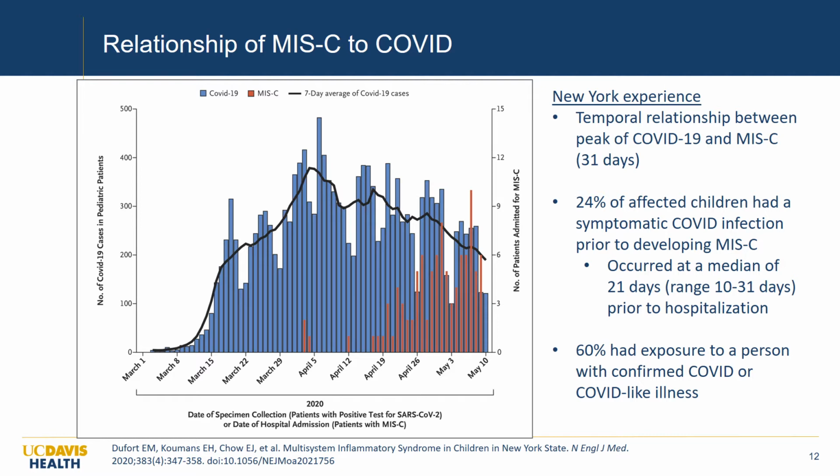60% of the children had exposure to a person with confirmed COVID or COVID-like illness. So even if they did not have a known infection themselves, many of them did report that they had been around someone who they knew had COVID or probably had COVID.